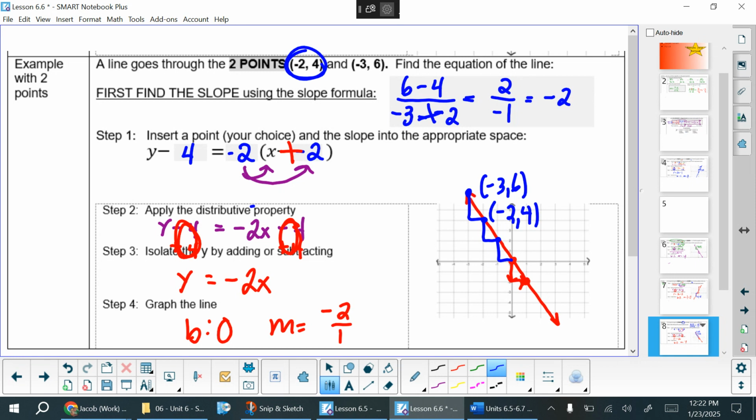So your practice is going to be a lot like this. You are going to be using your slope and your point-slope form to put those numbers into the point-slope form, distribute, get the y by itself, and then graph the line. You're going to do a couple of those where they give you the slope. And then the more advanced ones where you've got to use your slope formula and find the slope yourself and then plug that in and simplify it.